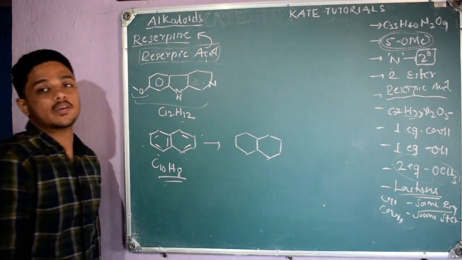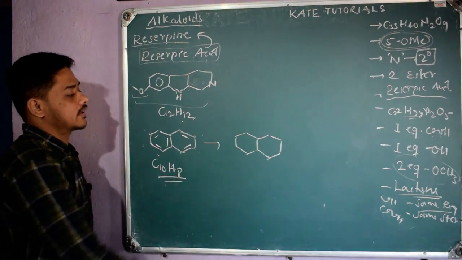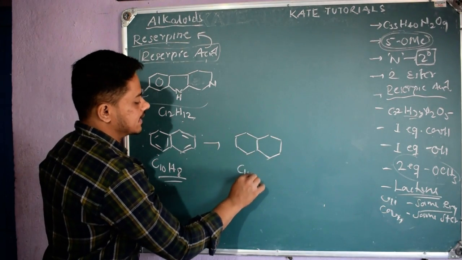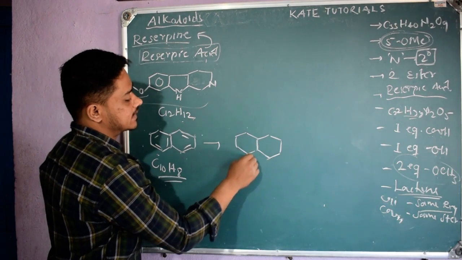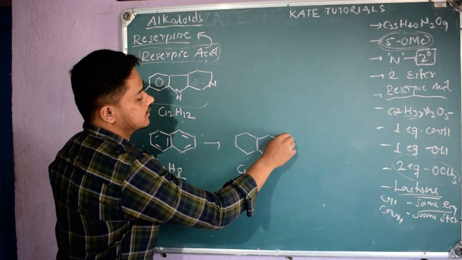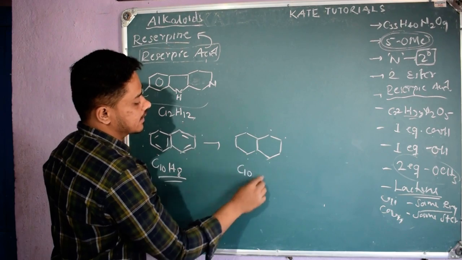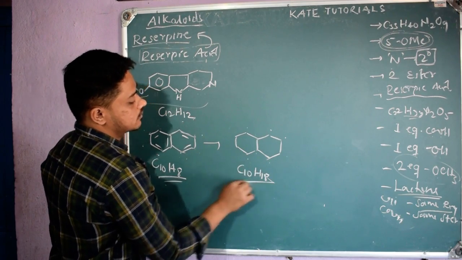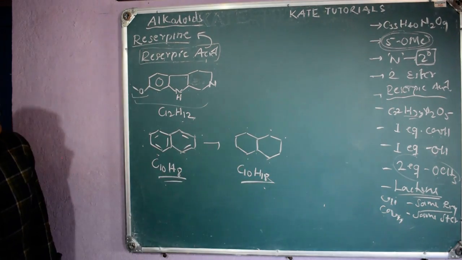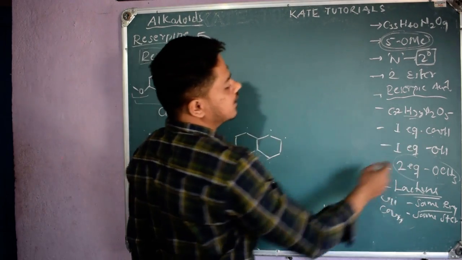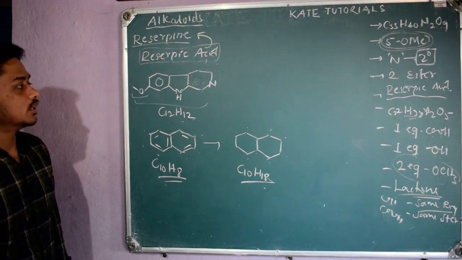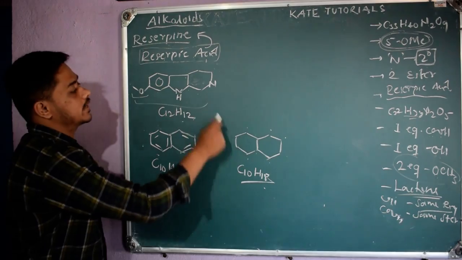Not aromatic, it will be non-aromatic. If you now count, it will be C10, 2, 4, 6, 8, 10, 12, 14, 16, 17, 18. So now it will be around this much. So they concluded that there will be 2 rings.